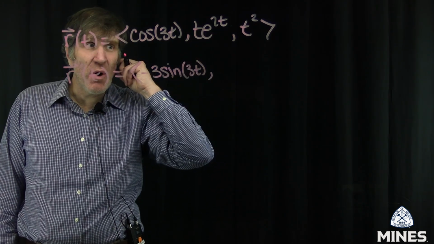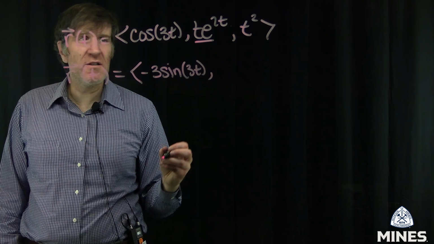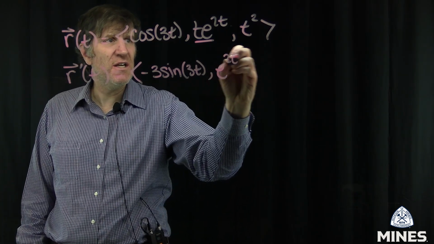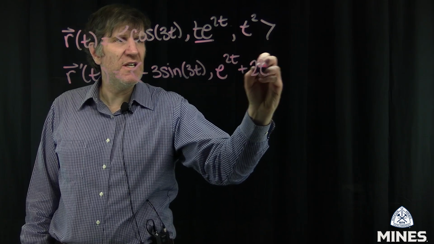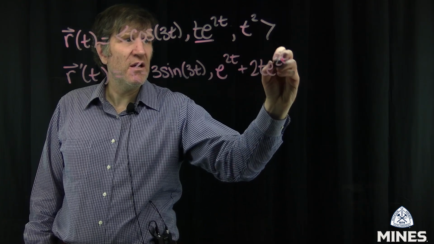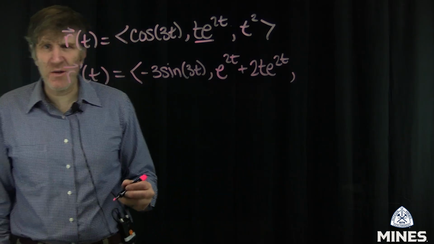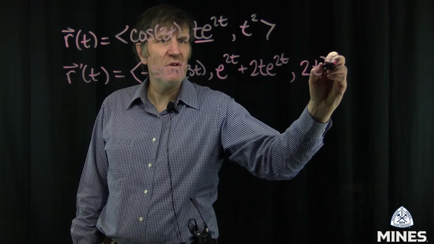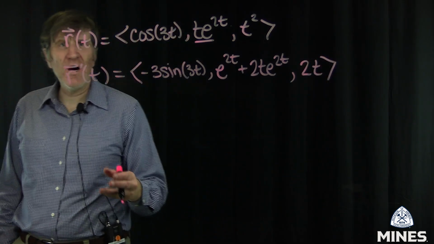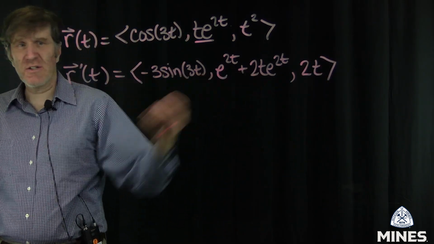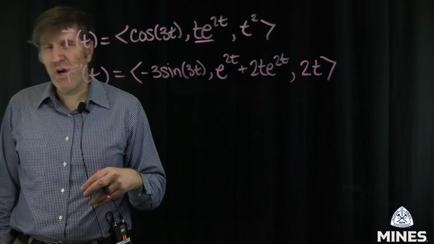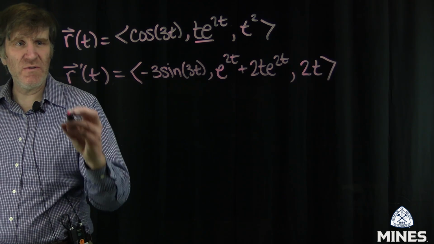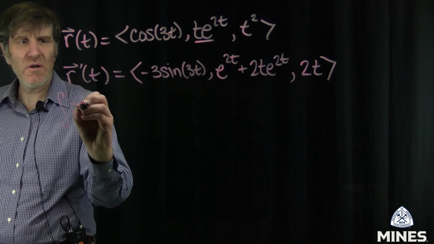For the second component, we have a product, so we'll use the product rule. The derivative of t is 1, so we have e to the 2t plus 2t e to the 2t. Again, some chain rule on that second part of the derivative. And then the derivative of t squared is just 2t. So the derivative of the vector valued function is another vector valued function. We'll see the geometry of this in the reading and in future problems, but this is how we do the derivative.